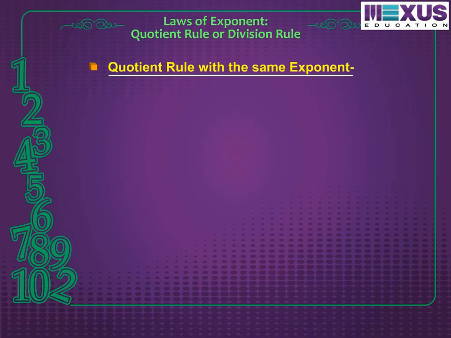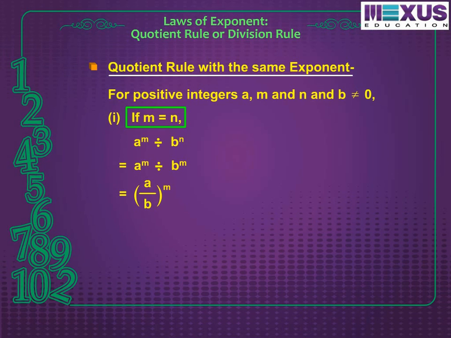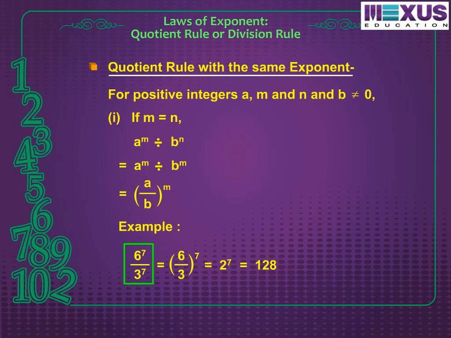Quotient rule with same exponent. For positive integers a, m, and n, and for non-zero real number b, if m equals n, then a raised to m divided by b raised to n is equal to a raised to m by b raised to m, that is, a by b raised to m. Example: 6 raised to 7 divided by 3 raised to 7 equals 6 divided by 3, whole raised to 7, equals 2 raised to 7, equals 128.